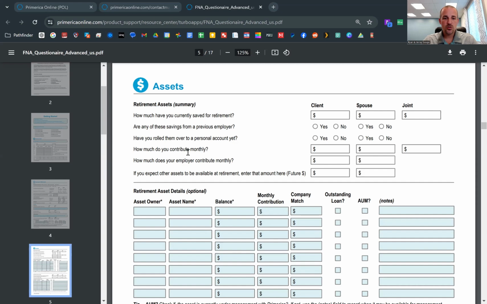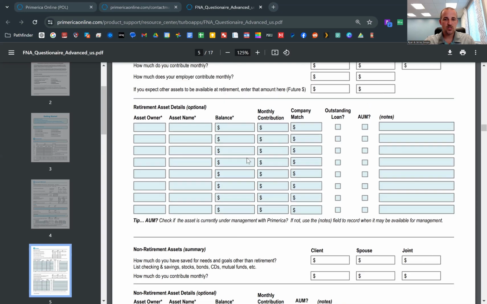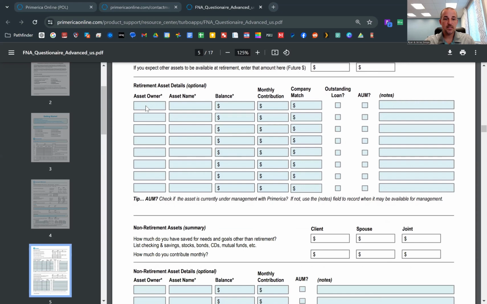So how much do you contribute monthly? If they make $100,000 and it's a 6% dollar for dollar match, this is the stuff you want to find out. So figure out how much they contribute monthly, how much the employer contributes monthly, right here. So, retirement asset details. Here you just did the totals and the basics, but then it's not a bad idea to write down the details, right?